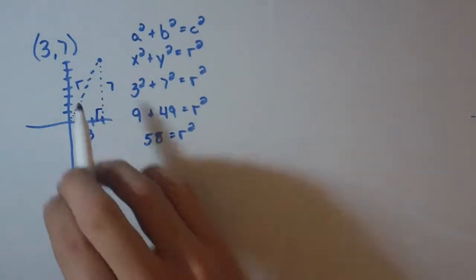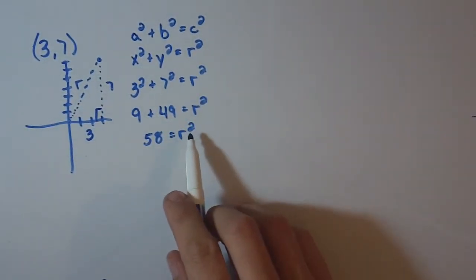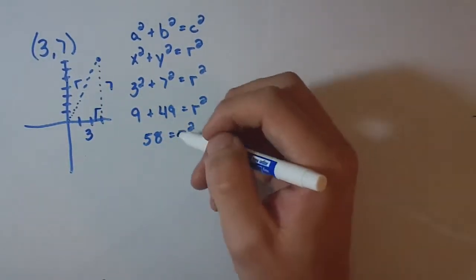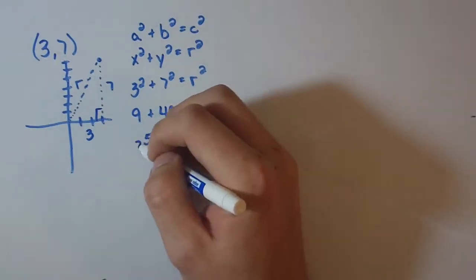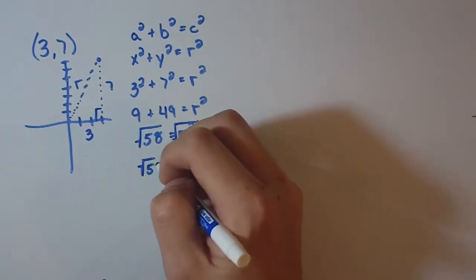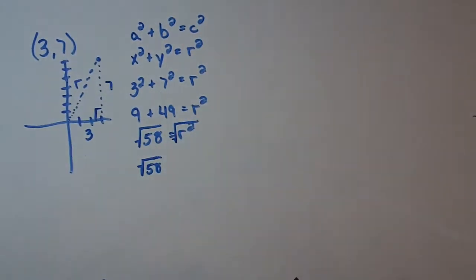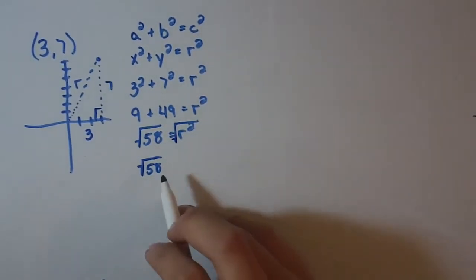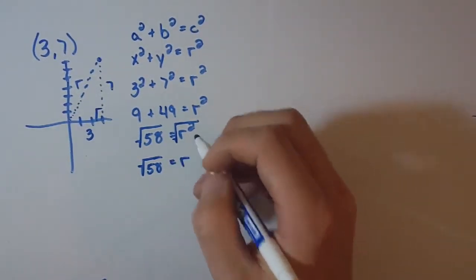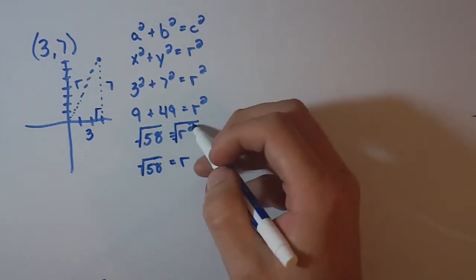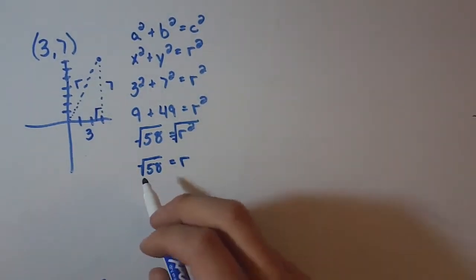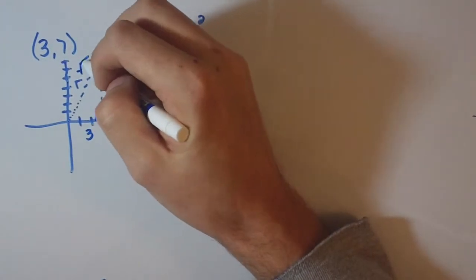Now we're looking for r here. We have r squared, but we need r. So to do that, we need to take the square root of both sides. And when we do that, we're left with the square root of 58. Square root of 58 cannot simplify any further, so we're left with just square root of 58 equals r, because r times r is r squared, and the square root of r squared is r. So now we know what r is. r is square root of 58.